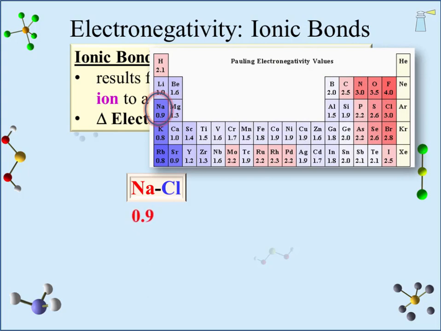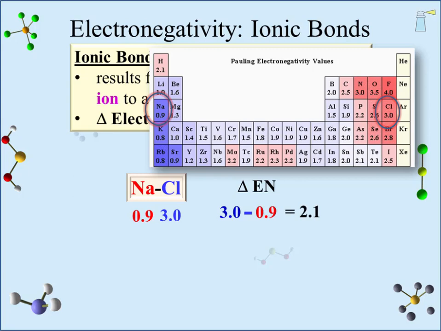Sodium, Na, has a value of 0.9. Write that down. Chlorine has a value of 3.0. Write that down. Remember that electronegativity is the measure of how strongly an atom wants shared electrons. Chlorine clearly wants those electrons more, and in fact, it wants them completely. Now, to get the difference in electronegativity, we subtract the two values. Start with the larger one, 3.0, subtract the smaller one, 0.9. For sodium chloride, the difference is 2.1.